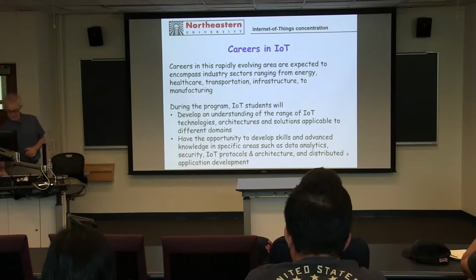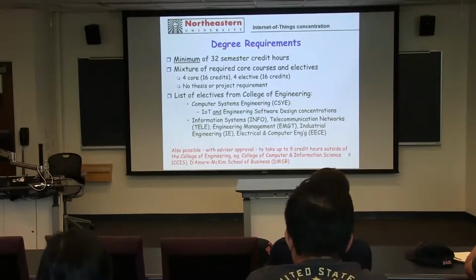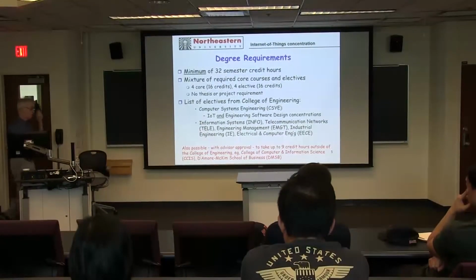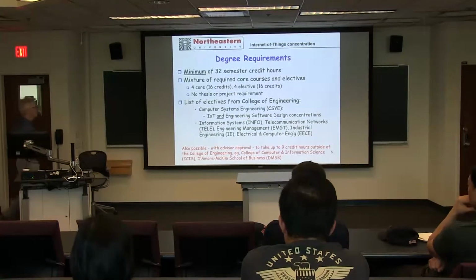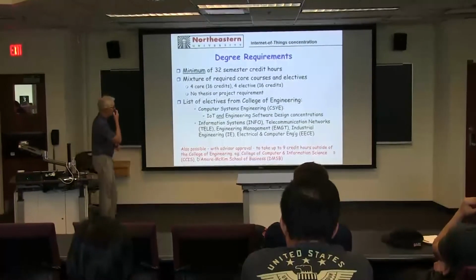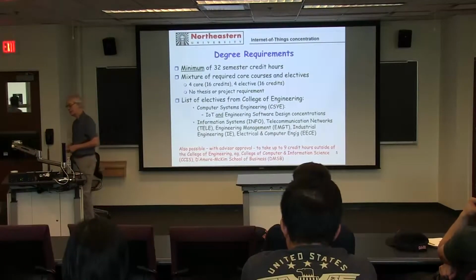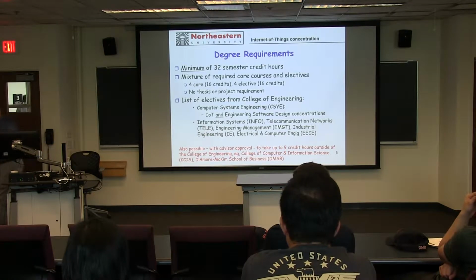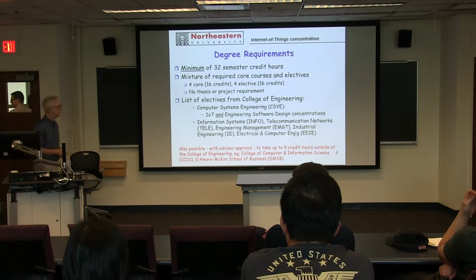So in terms of degree requirements, it's 32 semester credit hours. All the courses we offer are 4 credit courses, which means 8 courses. So it's a mixture of required core courses and electives. We set up 4 core courses and 4 electives. As I mentioned, this is regarded as a terminal degree. It's not a research degree, so there is no project or thesis requirement. But certainly, if you want to do a master's project, which is 4 credits, it can be done.